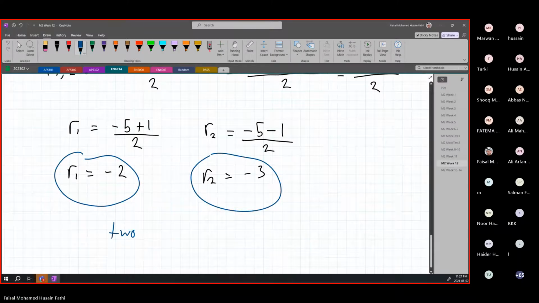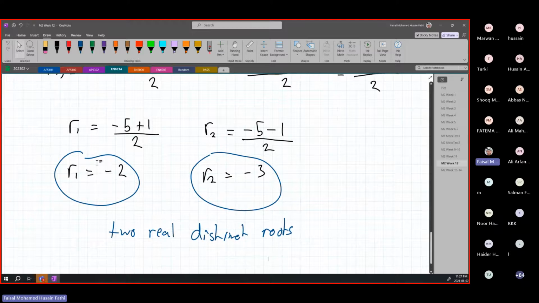two real distinct roots. What does that mean? It means they are real values, not complex. You don't have i or j. And they are distinct, meaning they're not equal to each other.